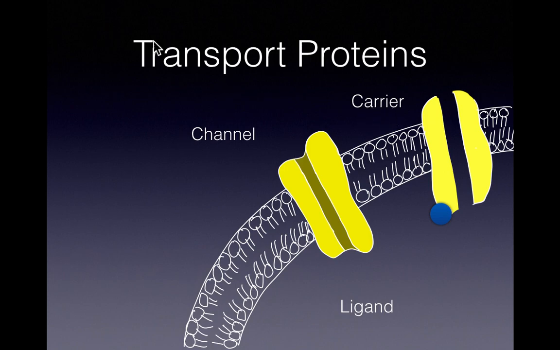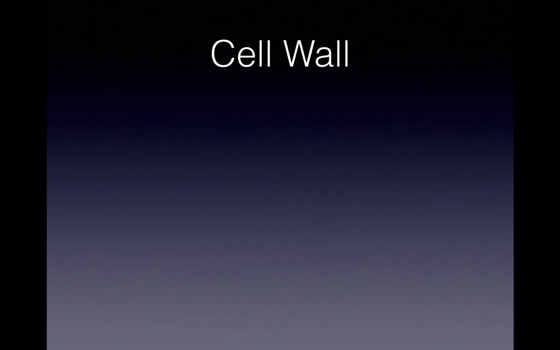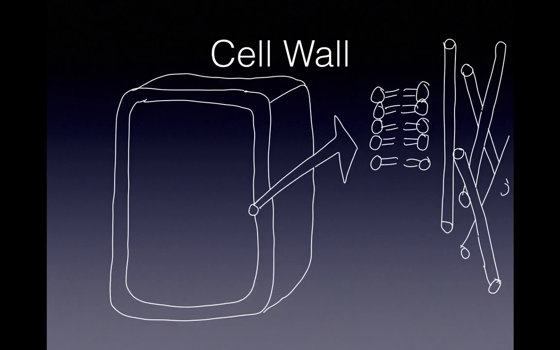Both the channel and carrier proteins are both transport proteins. Primary difference: carriers are going to change shape. Carriers can go in either direction. Channel proteins maintain their conformation, and they only are going to go down the gradient from high to low concentration. So those are two different types of transport proteins. Additionally, in this part of the curriculum, we need to discuss the cell wall, which of course is a primary component found in mostly plant cells.